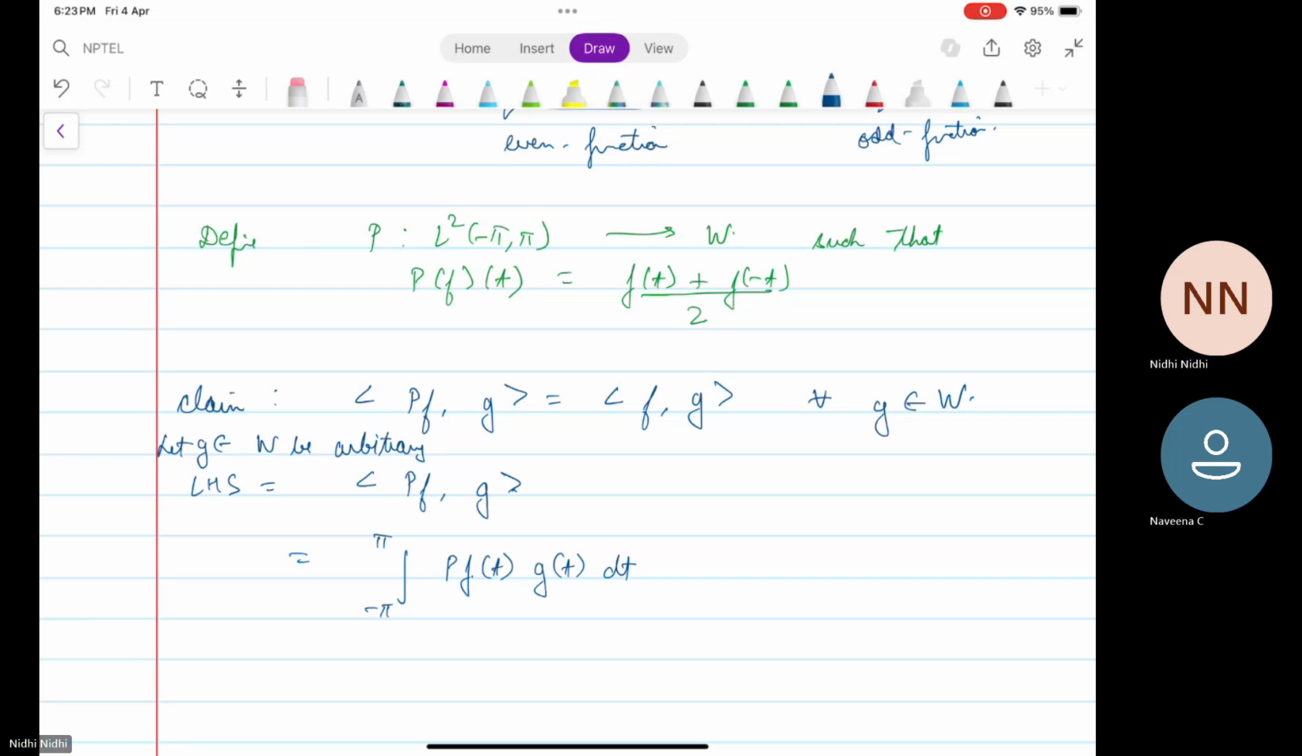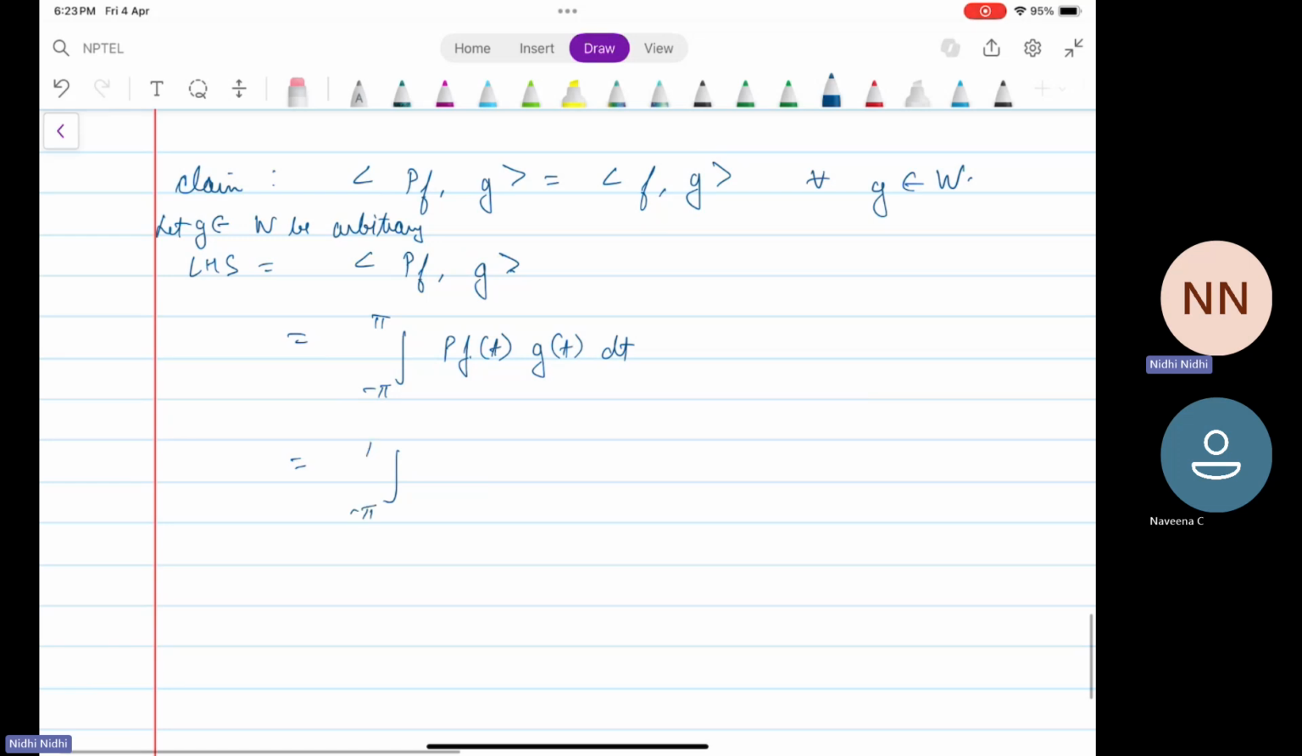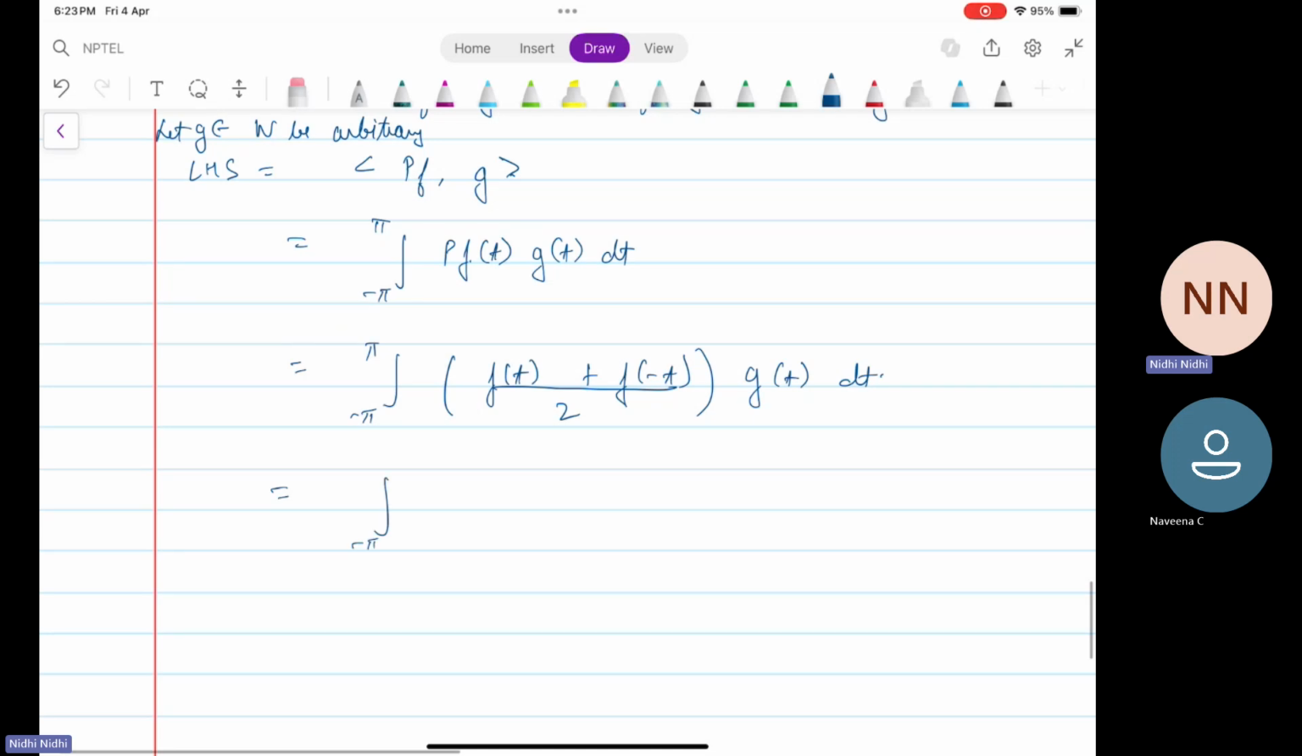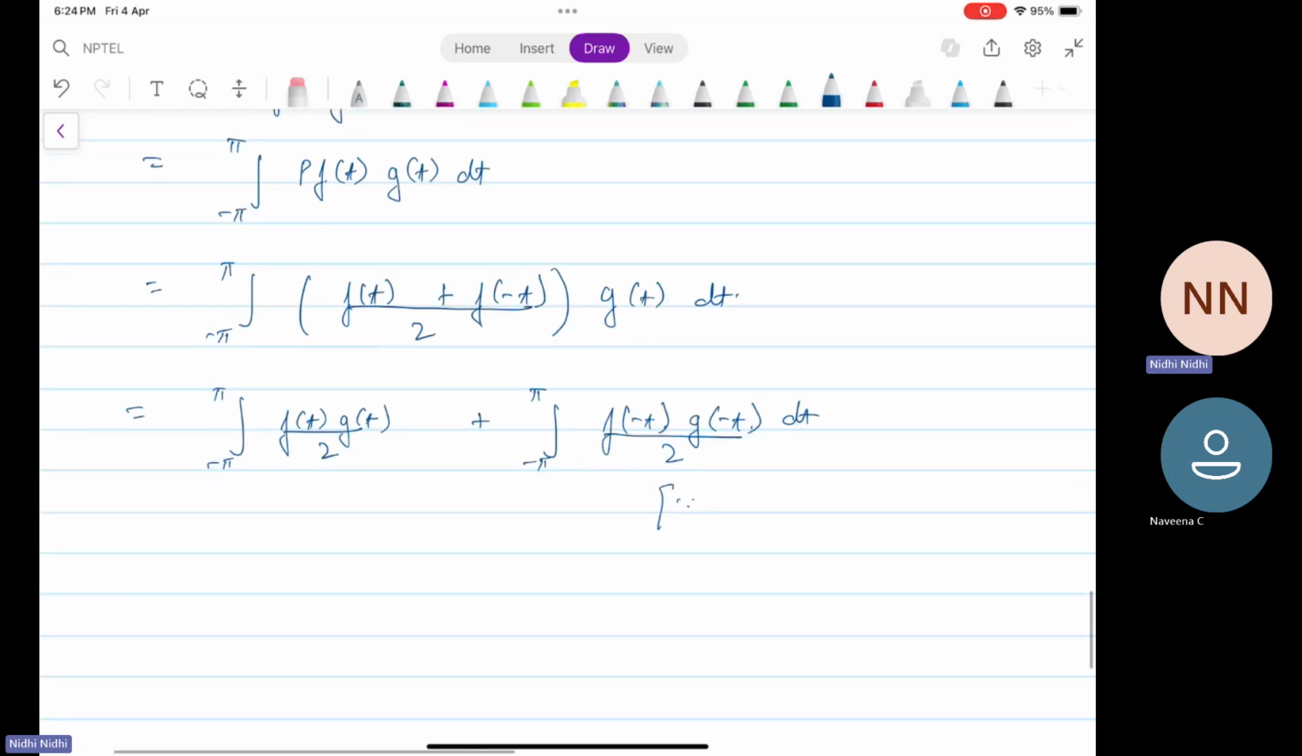So this is equal to the integral from minus pi to pi, just applying the definition of P f of minus t by 2 g t dt, splitting the integral by f t g t by 2 plus the integral from minus pi to pi f of minus t. Now here instead of g t, I'll write g of minus t, because g belongs to W and hence it is even. Since g belongs to W, this implies g is an even function. That means g of t is equal to g of minus t. You'll get to know why I did this in the next step.